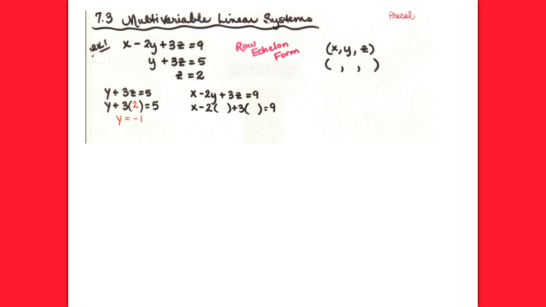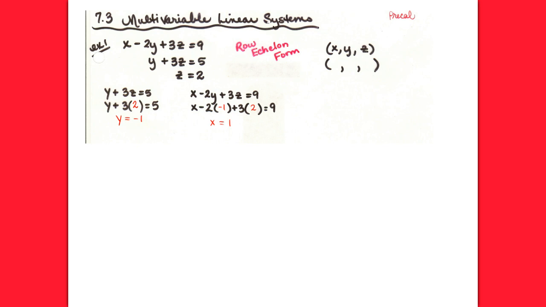-1, yes. All right, so now I know z is 2 and y is -1. I could come back up to the top equation. x minus 2y plus 3z equals 9. And let's put in what we know. Let's put -1 in for y and +2 in for z. So that would give us -2 times -1 is +2, and 3 times 2 is 6. So we would have x plus 8 equals 9. So what's x? x is going to be +1, right?